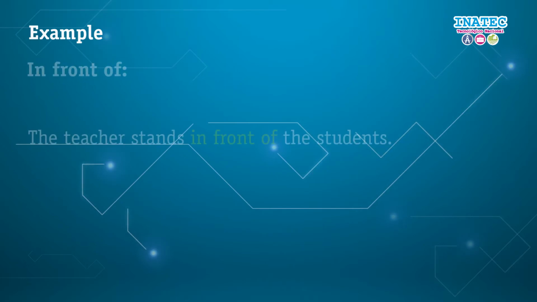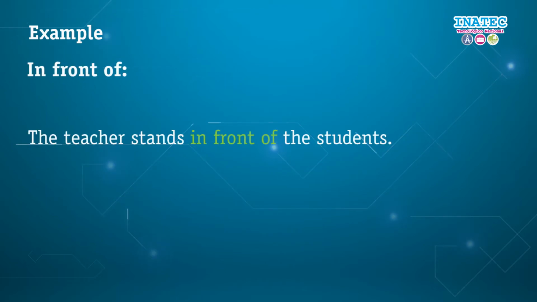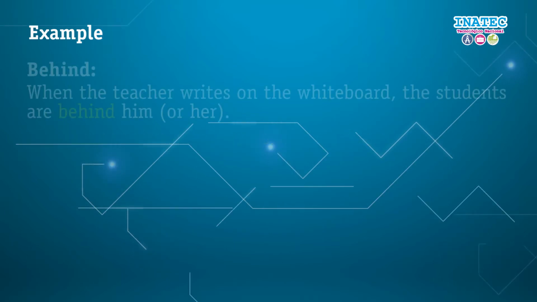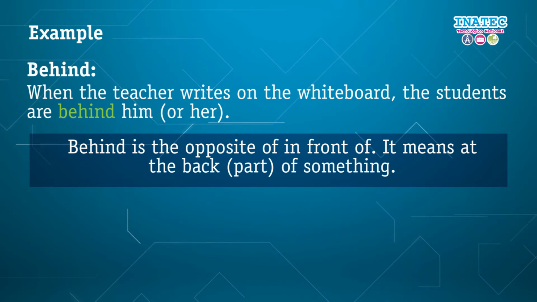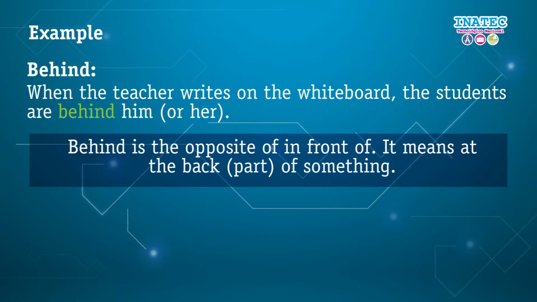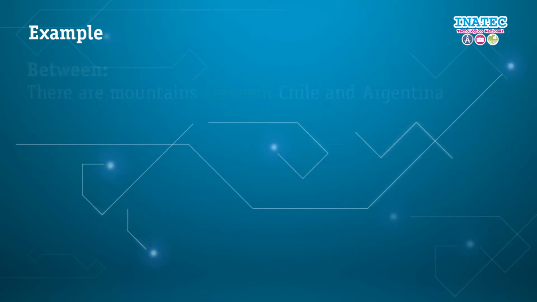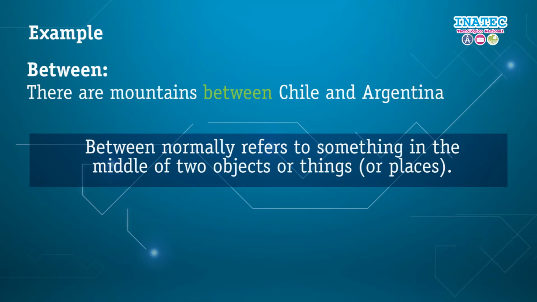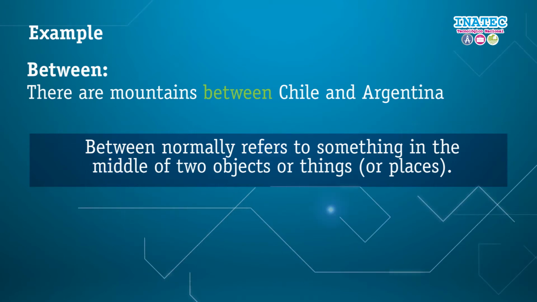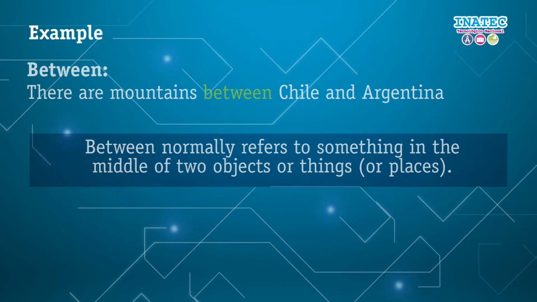Examples: in front of. The teacher stands in front of the students. Behind. When the teacher writes on the whiteboard, the students are behind him or her. Behind is the opposite of in front of. It means at the back part of something. Between. There are mountains between Chile and Argentina. Between normally refers to something in the middle of two objects or things or places.